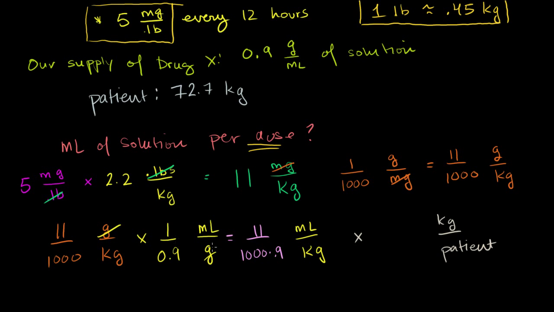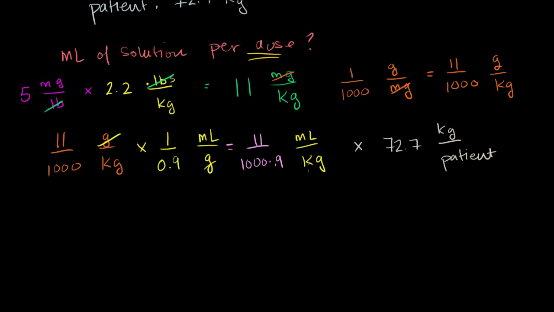But everything we've assumed so far has been per dose. So how many kilograms does a patient weigh? Well, there's 72.7 kilograms per patient. That's how much the patient weighs. So we just do this final multiplication, and we'll be done. These two things are going to cancel out. So our final answer is going to be 11 times 72.7 divided by 100 times, actually 100 times 0.9 is pretty easy to figure out. That's 90. Divided by 90 milliliters per patient. Or you could just say milliliters per dose, however you want to say it, per dose per patient.